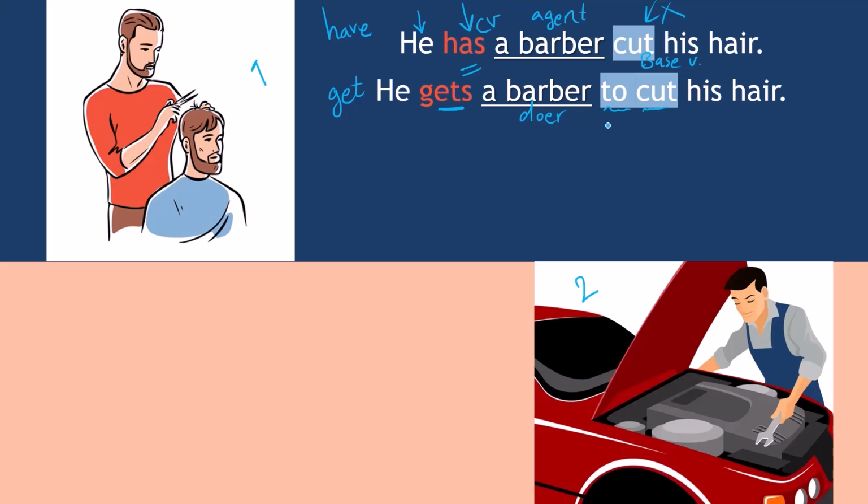Then to plus the base form of the verb or infinitive. This is the difference between have and get. Let's make two sentences like this for the second picture. Well, that man has a mechanic fix his car.